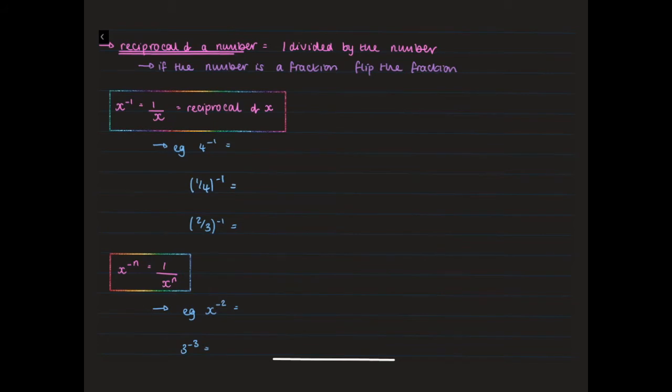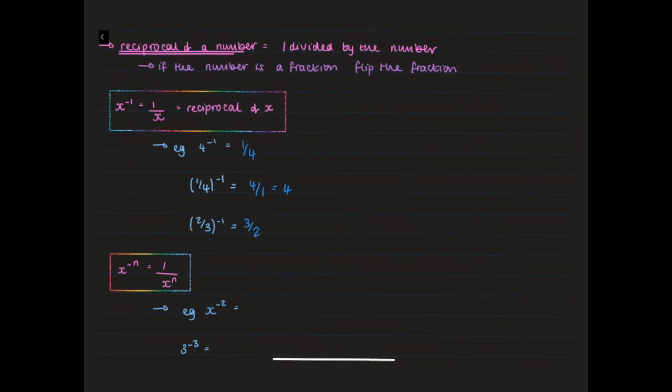So, let's move on. The reciprocal of a number is 1 divided by the number. What this actually means is if we write the number as a fraction, then we just flip the fraction. And if we have x to the power of minus 1, that is the reciprocal of x. So if I have 4 to the power of minus 1, all I need to do is flip my fraction. 4 is equal to 4 over 1, so 4 to the power of minus 1 would just be 1 over 4. If I have a quarter to the minus 1, it's the reciprocal of a quarter, so I flip my fraction, so I get 4 over 1, which is 4. Same with 2/3. I've got a fraction, so I'm going to flip it, so I end up with 3 over 2.